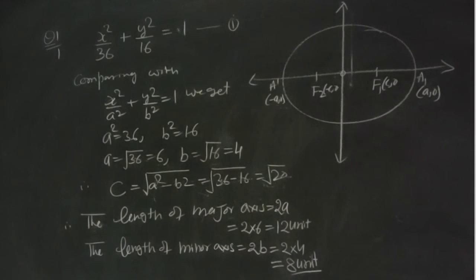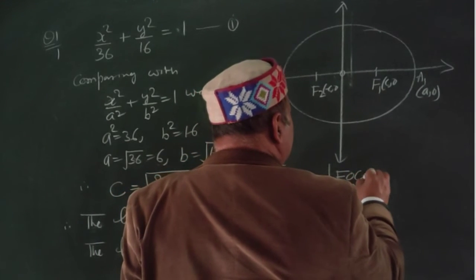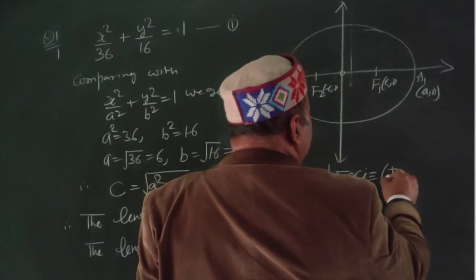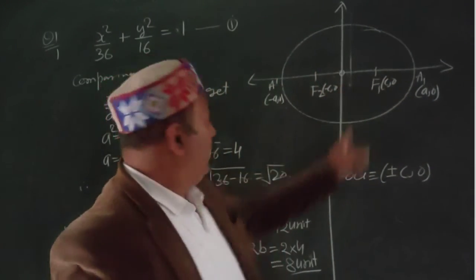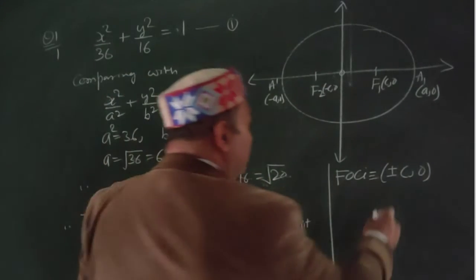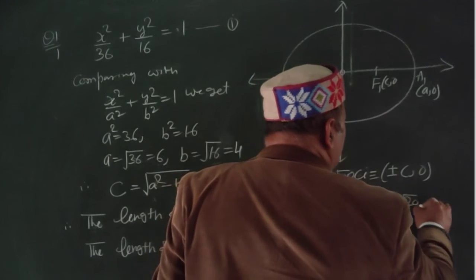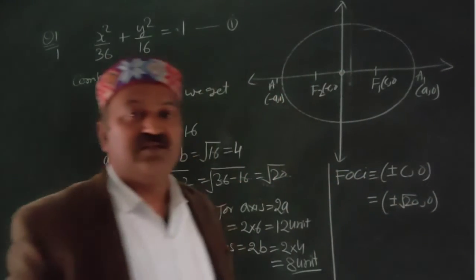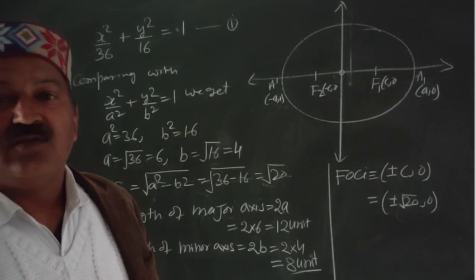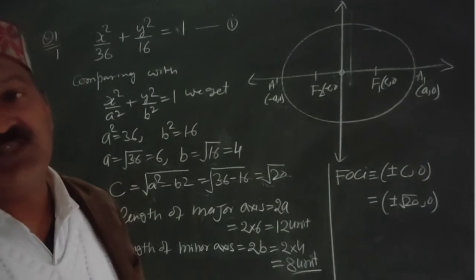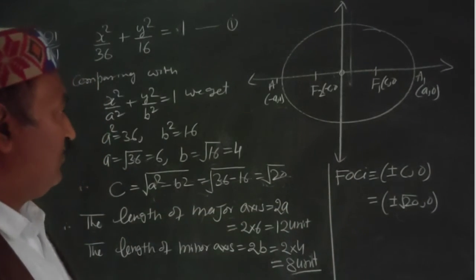Now let us find the foci. Foci of such a type of ellipse are plus minus C, 0, that is plus C, 0 and minus C, 0. And the value of C is root 20. So plus minus root 20, 0, and we can also write root 20 as 2 into root 5, so plus minus 2 root 5, 0.